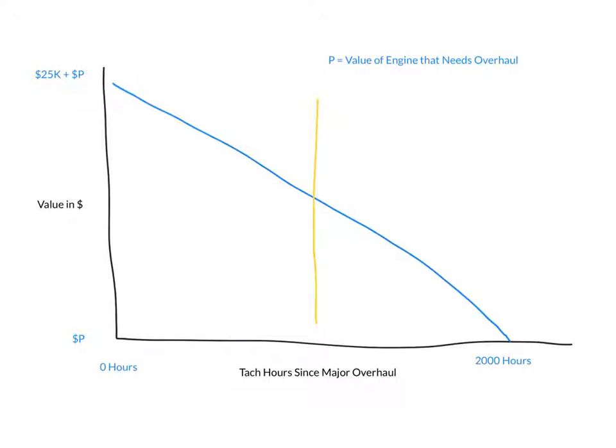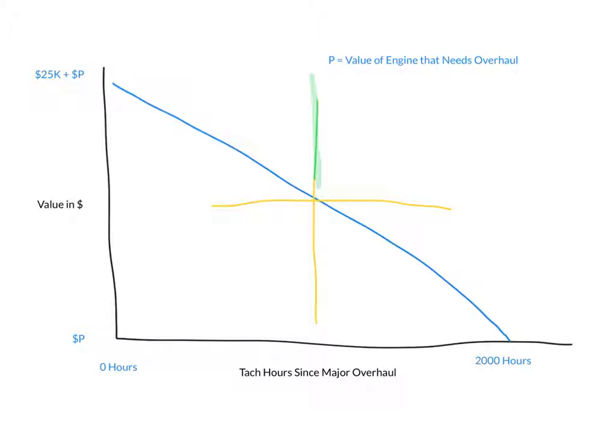And as you can see, the value of the engine is roughly half the value of $25,000 above P, or roughly $12,500 above P, and we've got 1,000 hours on the engine. All right? Now, all along, we've been charging our members for the time they put on the engine. And as a result, we've also accumulated some cash. We've accumulated about $12,500 in cash for this particular engine, which is represented by that green line right there.